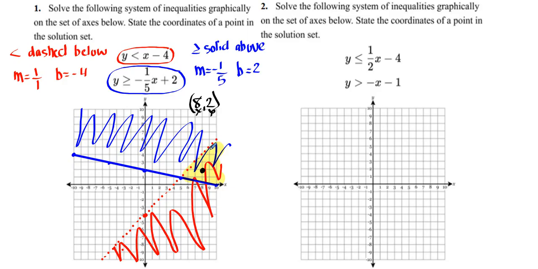Remember, this is x and then y. This would be a great solution, but in fact, there are many more. You can choose any of those. But again, I would avoid picking a point where the lines cross, because when you have a dashed line, it's not included. So there's one.